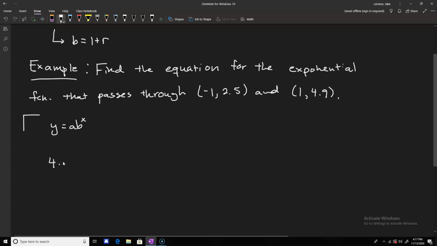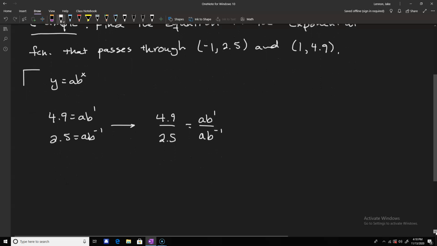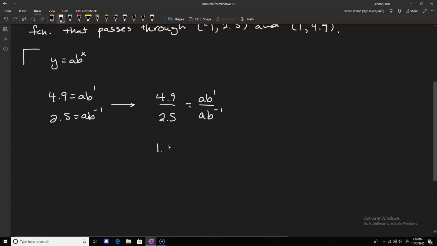So if we do that, we'll end up with 4.9 equals ab to the first, and on the other side we'll have 2.5 equals ab to the -1. And then what we can do is combine those by taking ratios. So we would know 4.9 divided by 2.5 will be the same thing as ab to the first over ab to the -1. In this way, the a's will cancel and we'll be left with one equation with only one variable. So if you put this into the calculator, you get 1.96, and this will be b to the 1 minus -1 from our exponent rules. So we have 1.96 is equal to b squared.